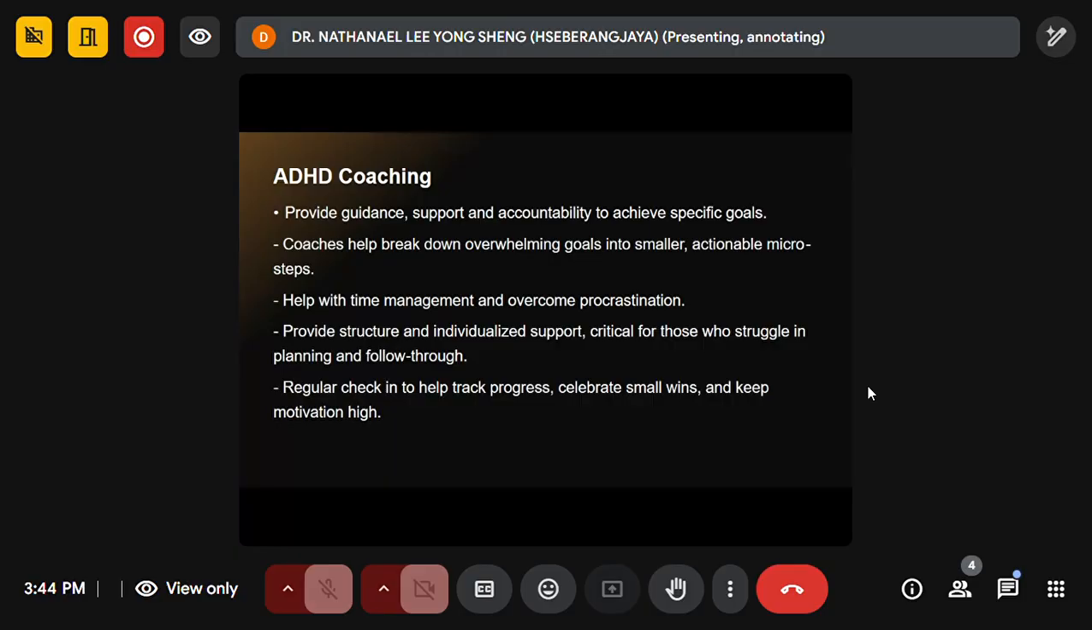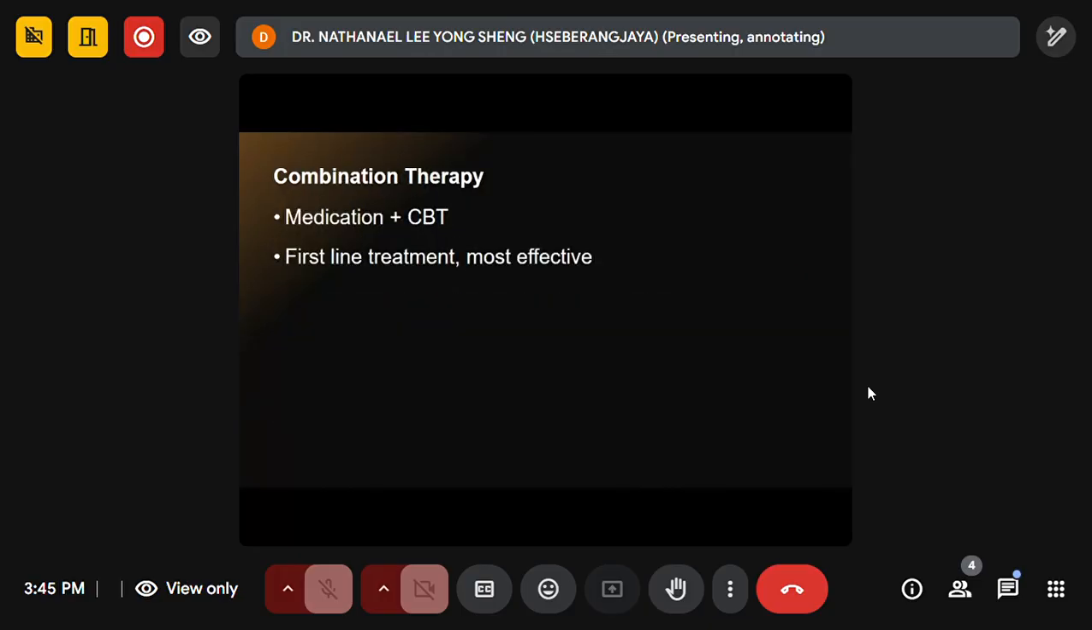They provide structure and individualized support, critical for those who are struggling with planning and follow-through. And regular check-ins help to track progress, celebrate small wins, and keep motivation high. So these ADHD coaches are usually among our psychologists who are trained, and you can also find them virtually in mobile apps.